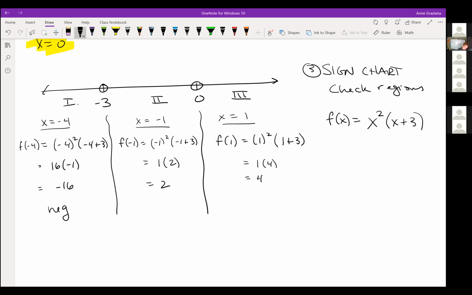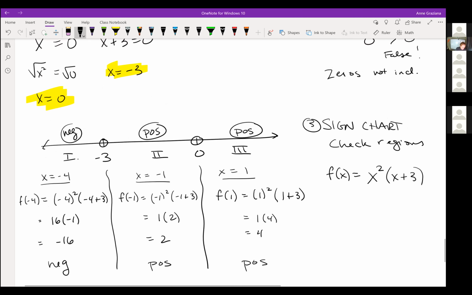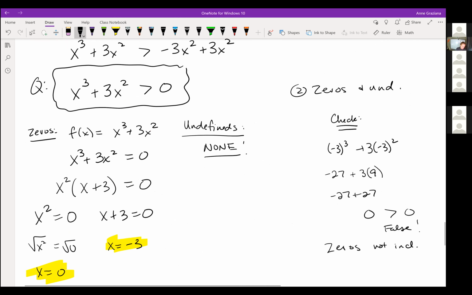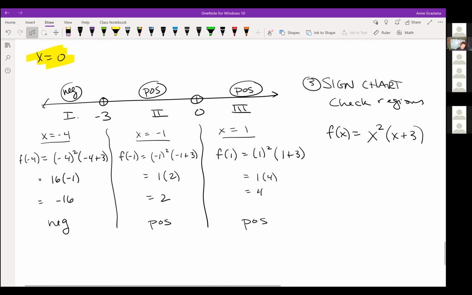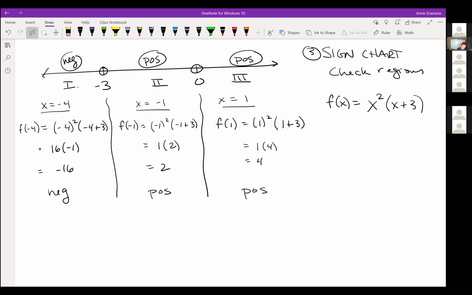Good. So you should have gotten, as Madison put in the chat, negative, positive, positive. So region 1 is negative, region 2 is positive, and region 3 is positive. That means your outputs from negative infinity to negative 3 are below the x-axis. From negative 3 to 0, your graph is above the x-axis, and from 0 to infinity, it's above the x-axis. I want to know when it's greater than, so those are my positive regions.